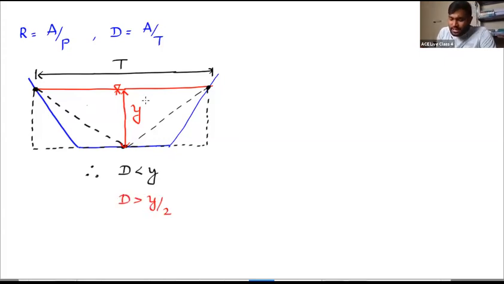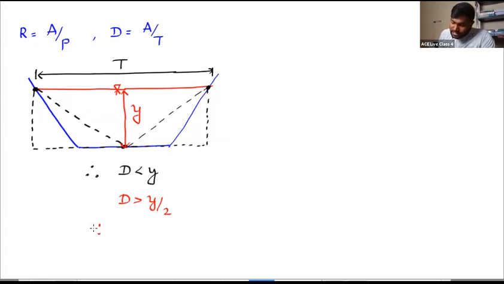Why? Because you see, for the triangle, this is the flow area, for that Y by 2. And the trapezoidal flow area is more than the triangle, so the D value is going to be more. The more the flow area, the more the D. Compared to the triangle, the trapezoidal area is more, so the D value is more than Y by 2. Compared to the rectangle, the trapezoidal area is less, so the D value is going to be less than Y.